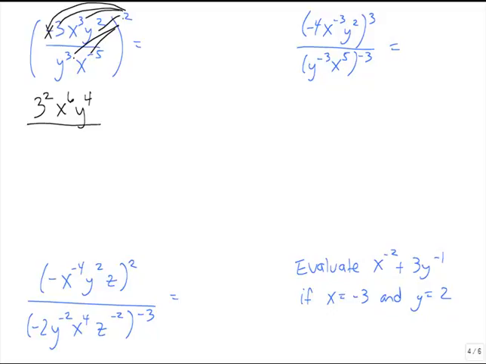Then in the denominator, 3 times 2 is 6. So this is a y to the 6th. And negative 5 times 2 is negative 10, so x to the negative 10.